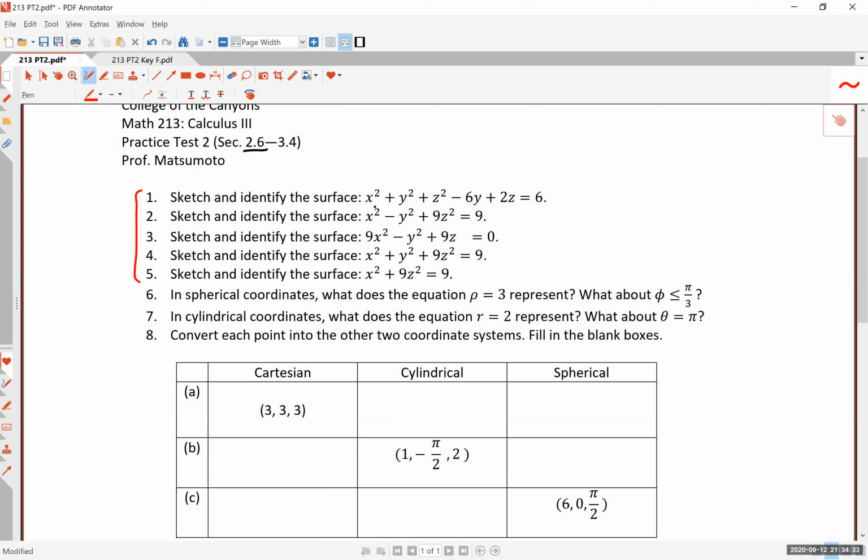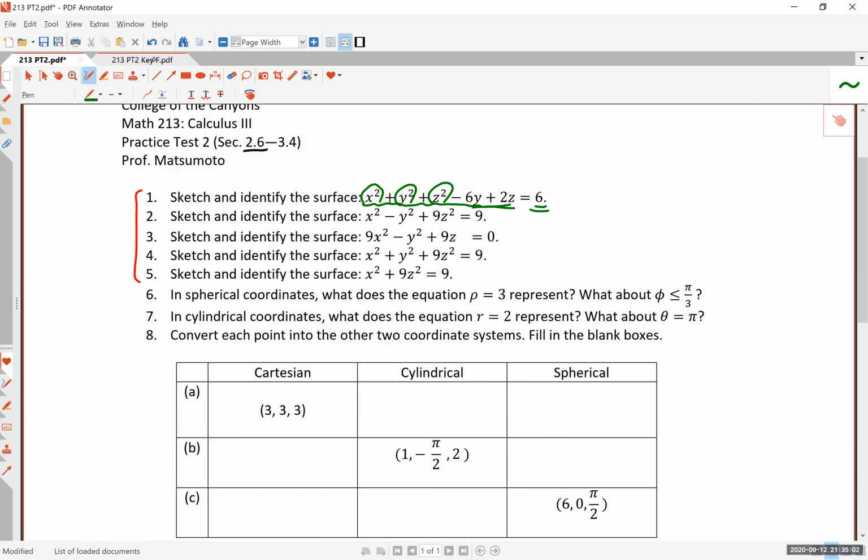All right, maybe I should use a different color for my comments this time. How about dark green? If you notice here, you have x squared plus y squared plus z squared. That should indicate to you, this is a what? Yeah, it's a sphere. So what are these other terms doing? Well, they basically just move the location of the center, right? And hopefully this will still be positive when you are finished with completing the square.